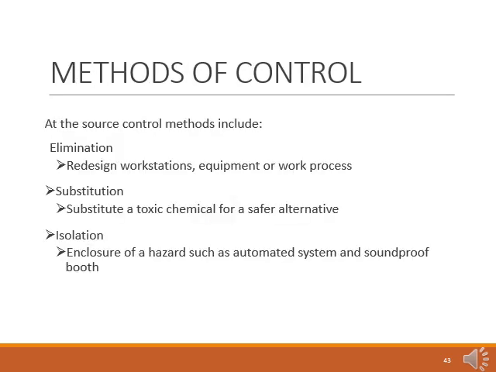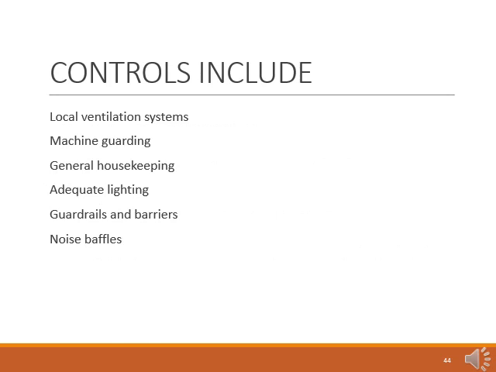Methods of control. At the source, control methods include elimination, redesign of a workstation, equipment, or work process. Substitution. Substitute a toxic chemical for a safer alternative. Isolation. Enclosure of a hazard such as an automated system and soundproof booth. Other controls include local ventilation systems, machine guarding, general housekeeping, adequate lighting, guardrails and barriers, noise baffles.